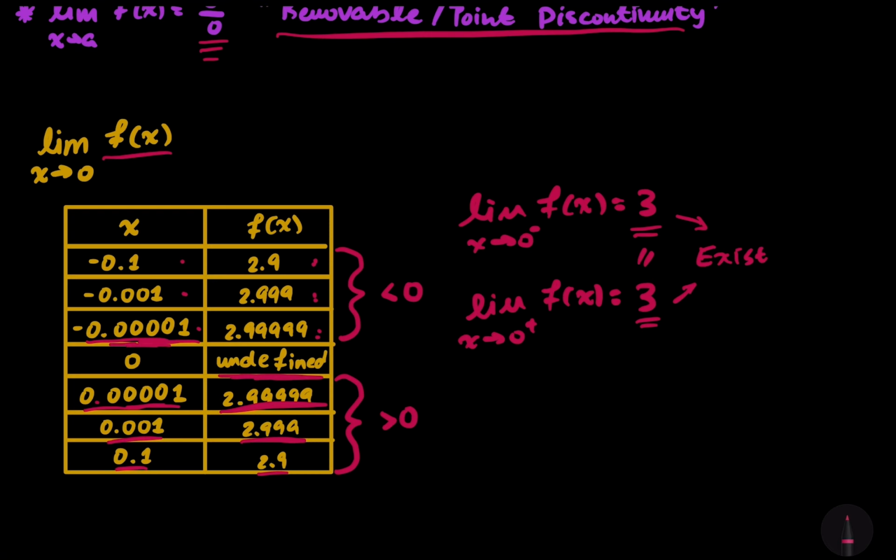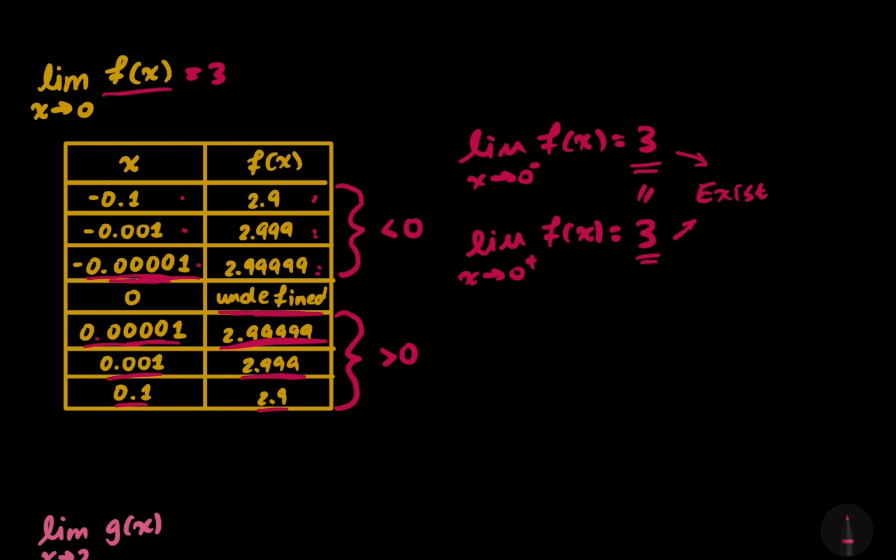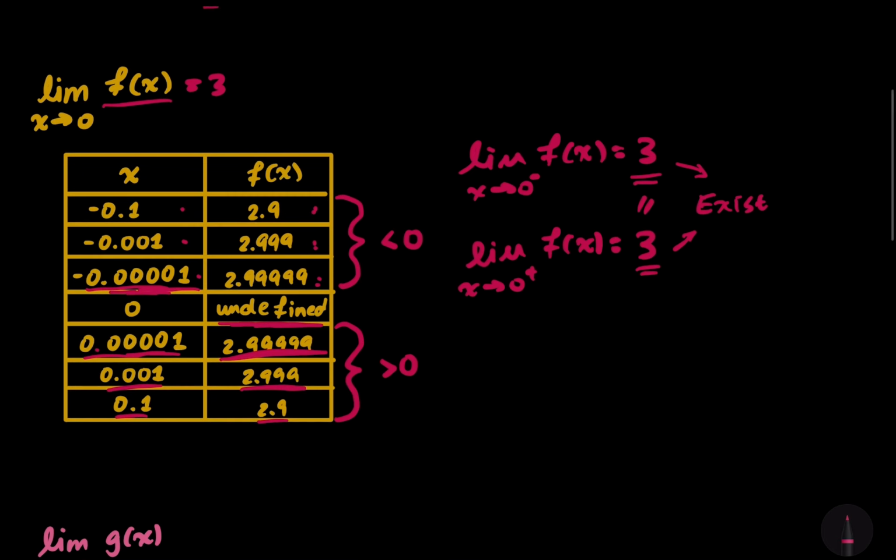So the single-sided limits exist, they're equal to each other, and so we can say that the total limit is going to be equal to 3 in this case. And so, we were undefined at x equals 0, however, we can still determine a limit using this information.